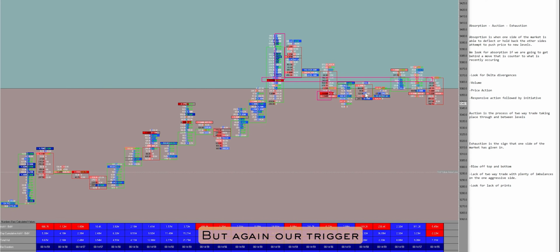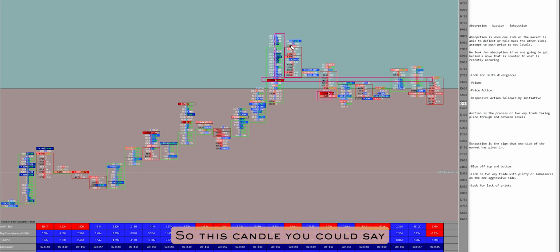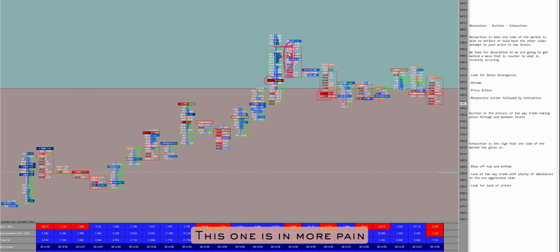But again, our trigger, until our trigger is blown through, so this last passive buyer through this level of size, until that's blown through, and why we're not paying attention to this is because this is where we lose these levels. So this candle, you could say, oh, that's your passive buyer, but unfortunately we closed below them. So why do we look at something like this and say that's a good sign and that doesn't count? Well, we closed up here after that passive buyer got involved. After this passive buyer got involved, we closed down here. This one is in more pain than this one is because we're below him.